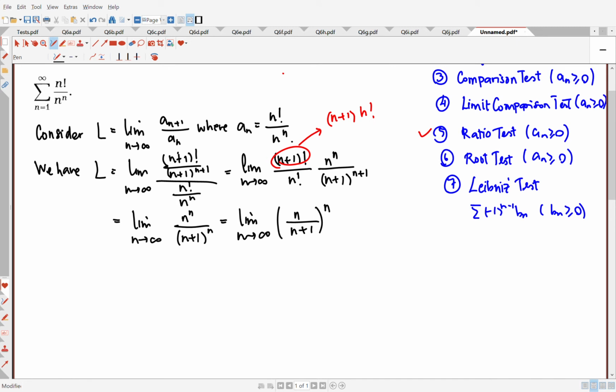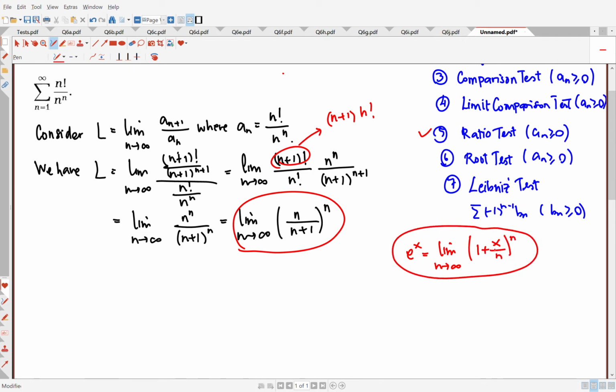Okay, actually this looks very similar to the definition of the exponential function. Let me write it here. We have e to the power of x is equal to the limit as n tends to infinity of (1 plus x over n) power n. This looks very similar because we can try to manipulate it into this form.